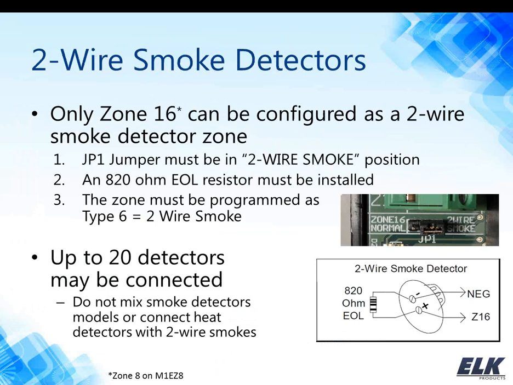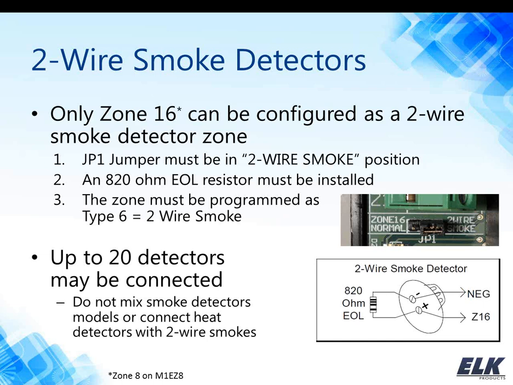One zone we need to talk about is lucky number zone number 16. That can be a normal zone, so it's going to work like the previous 15 zones, or it's actually going to be the zone where we can connect our 2-wire smoke detectors. It can have a maximum number of 20 smoke detectors.